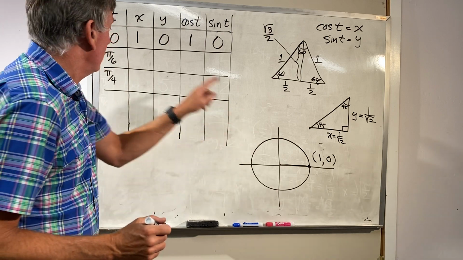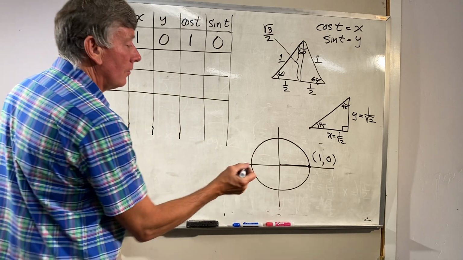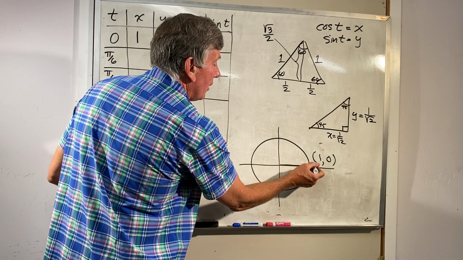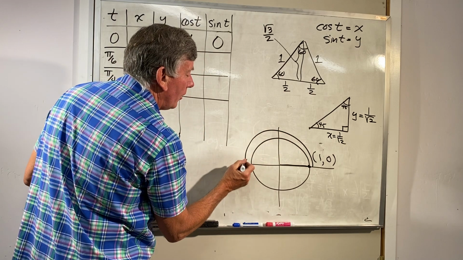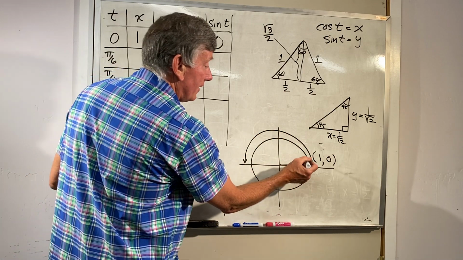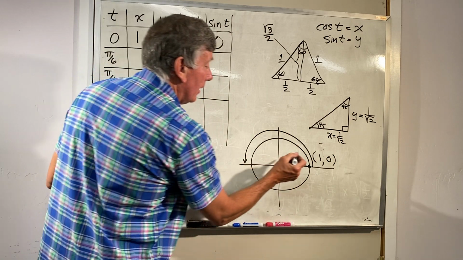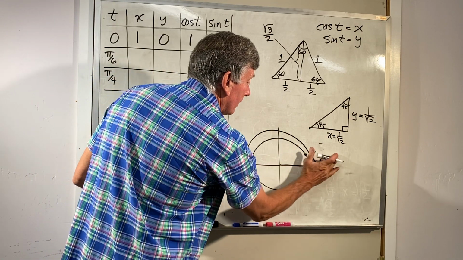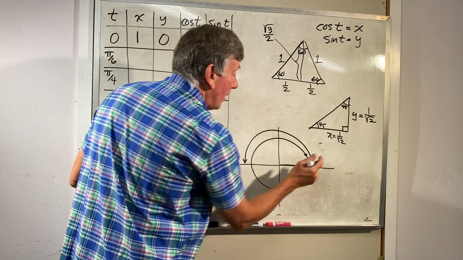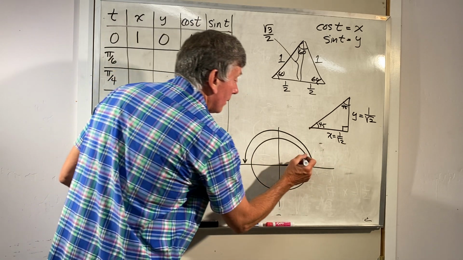Now let's do pi over 6. Pi, you recall, goes all the way around. Pi sixths goes 1/6 of the way. This is my point. Let's erase this now. This is my point for pi sixths.